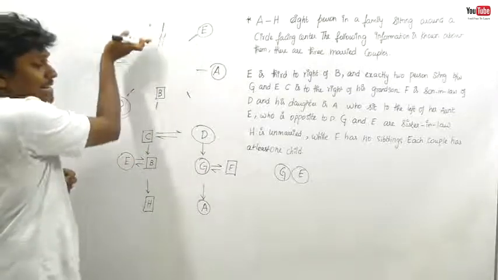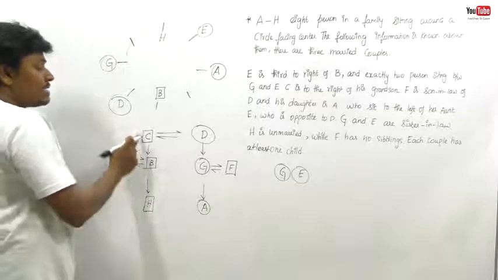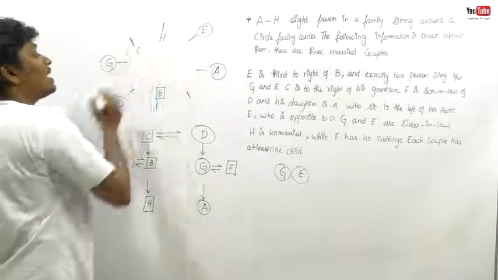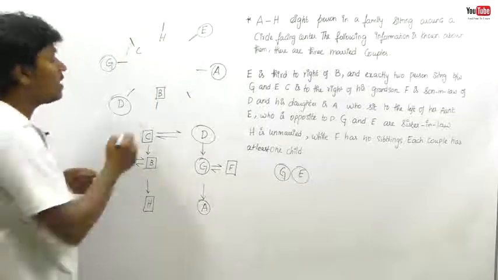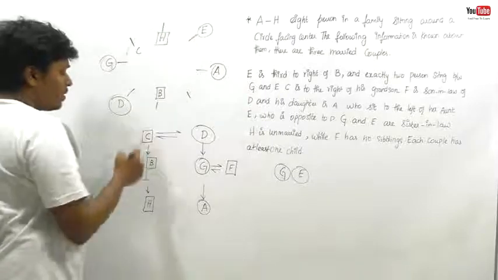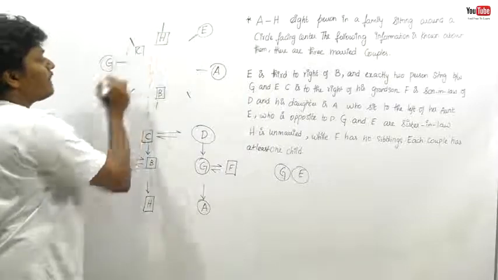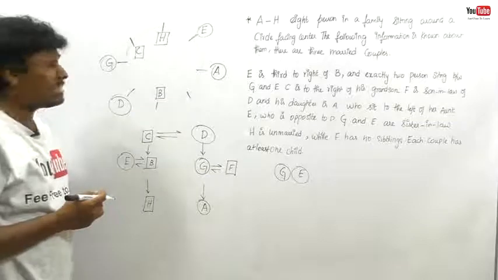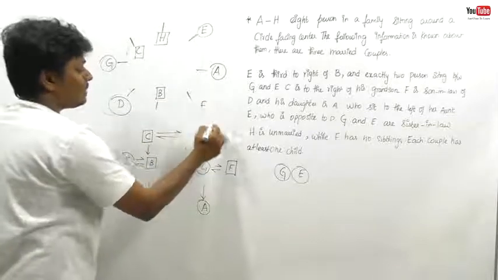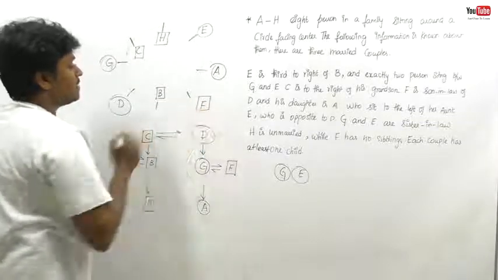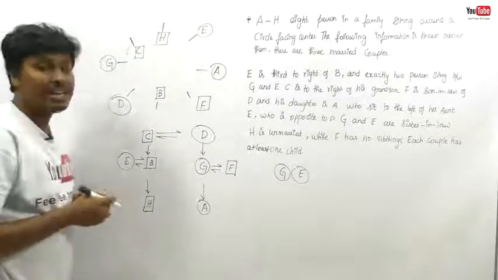H's right-hand side will be this side, and to H's right-hand side, C should come. So H's right-hand side is C. We know that H is a male person. And C is also a male person, right? So still we have only one thing missing, that is F. So finally we can place F here, who is a male person. So finally we have concluded this arrangement, friends.